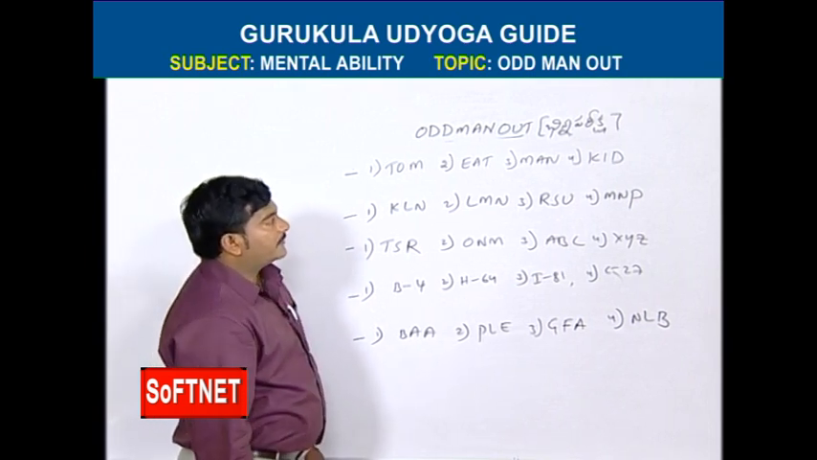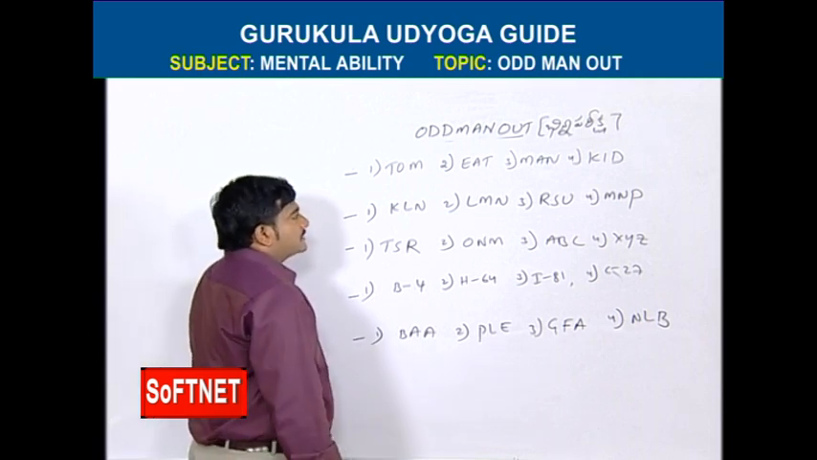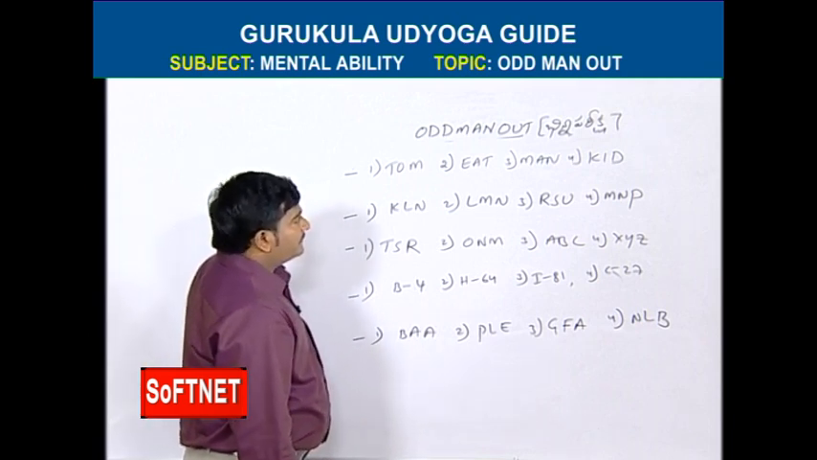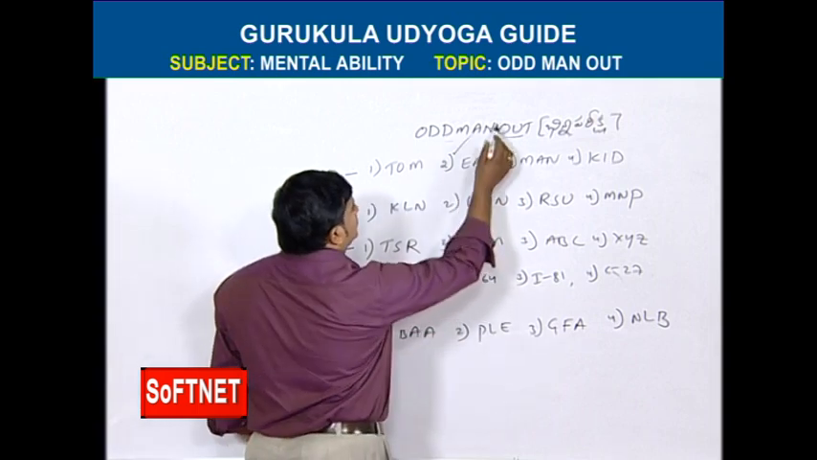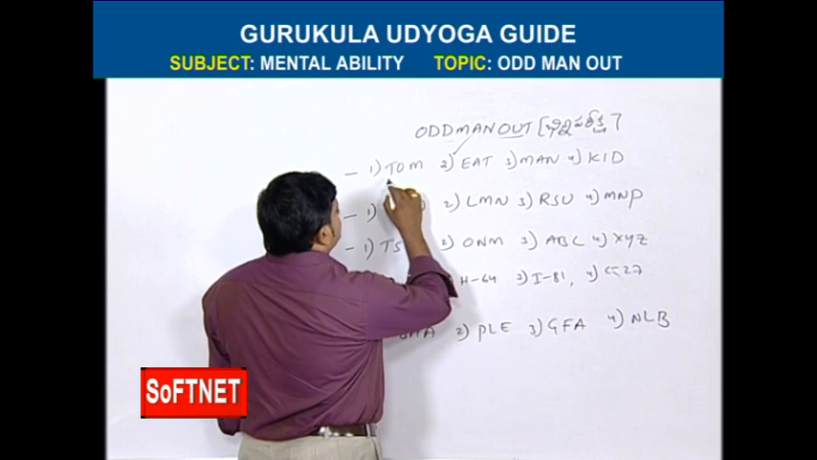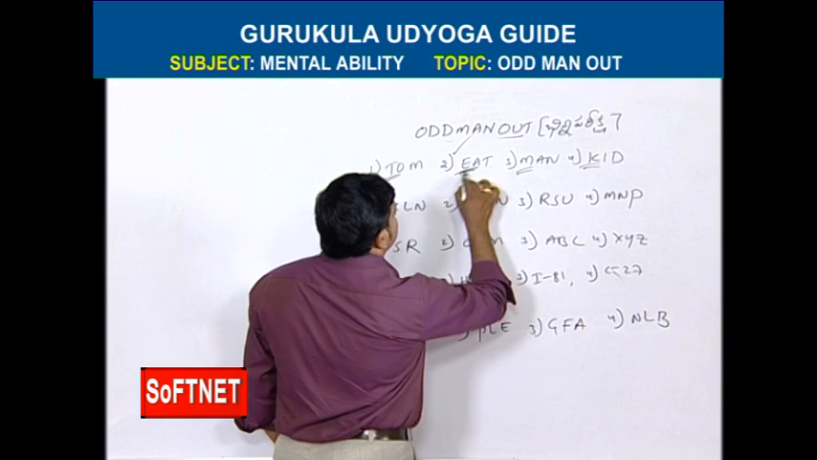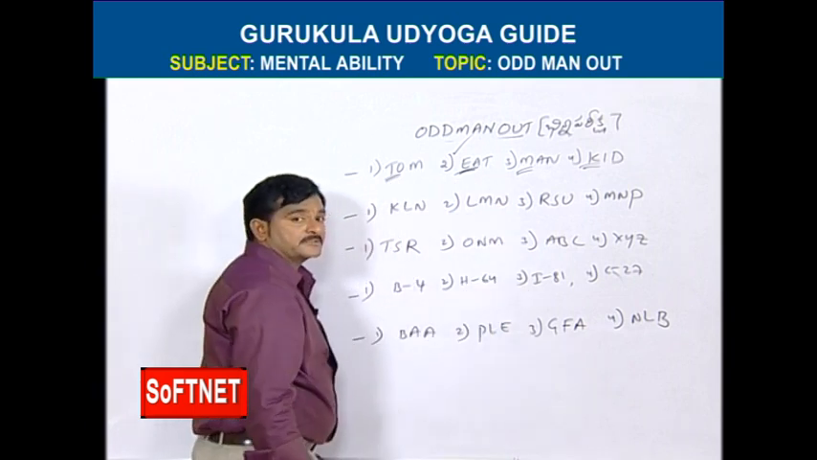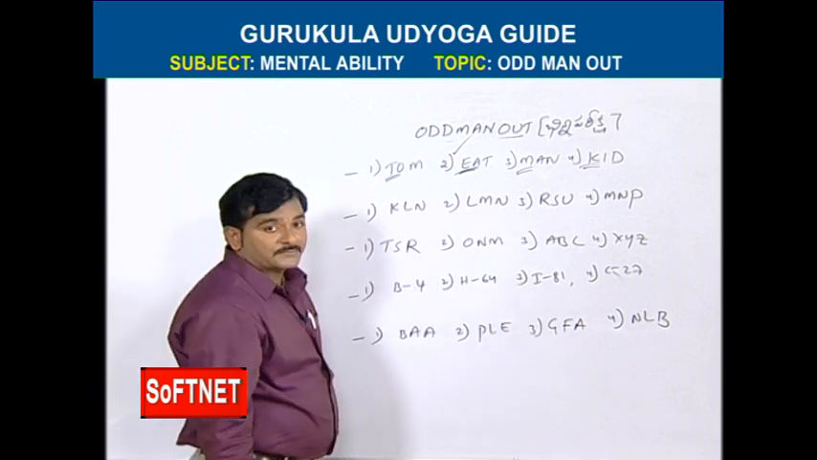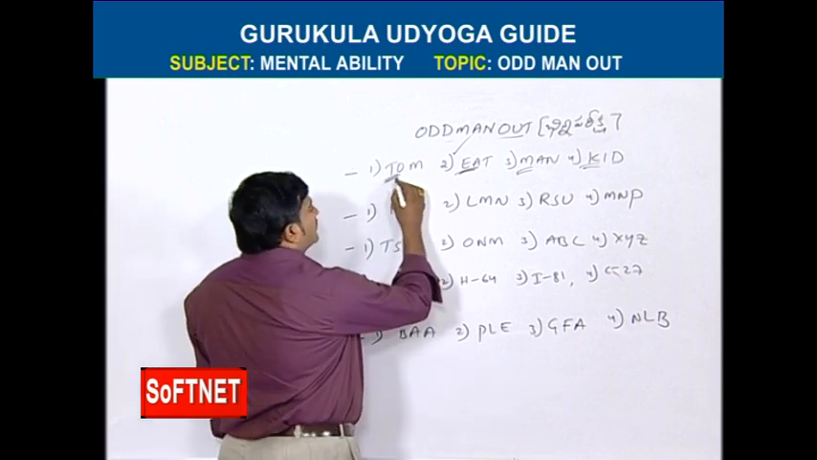These are some problems from the letter odd man out part. Here also you need not waste time. The answer for this question is simply 2. Why? Because here it is starting with a consonant, starting with a consonant, starting with a vowel. That's why the answer is the second option. In the remaining options, it is starting with a consonant.